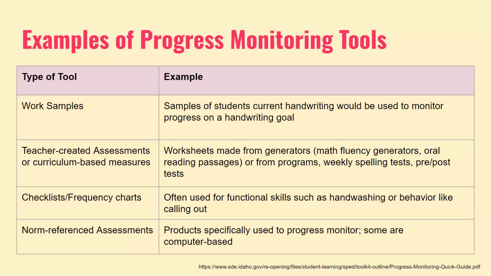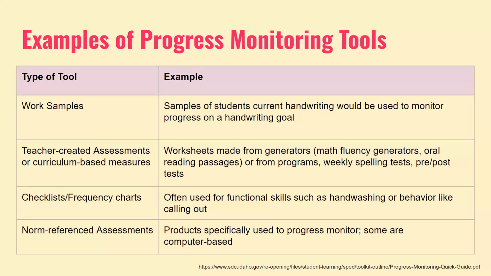Another tool is teacher-created assessments or curriculum-based measures. This includes things like worksheets made from generators. Good examples of this are math fluency generators to work on addition or multiplication facts, or oral reading passages that would assess words correctly read per minute. This could also include worksheets that come from reading or math programs, weekly spelling tests, and pre and post tests that could be created by teachers.